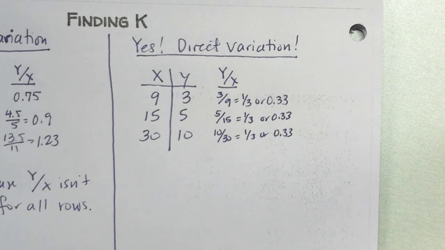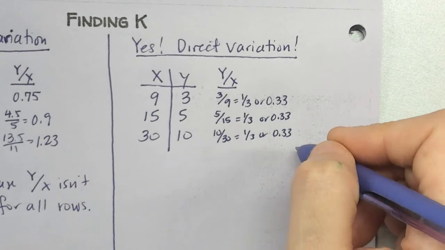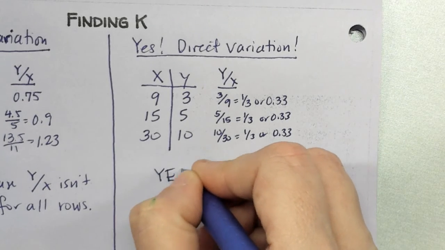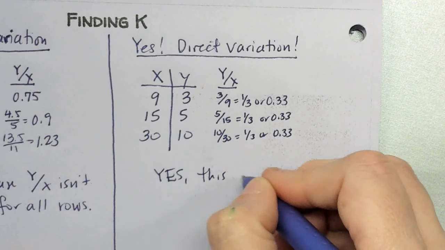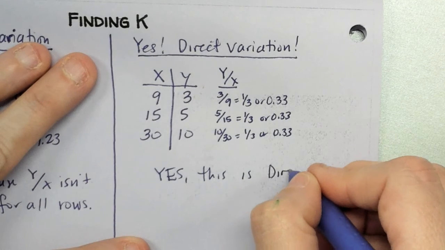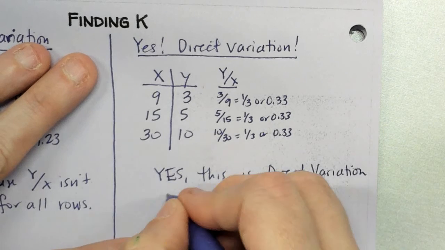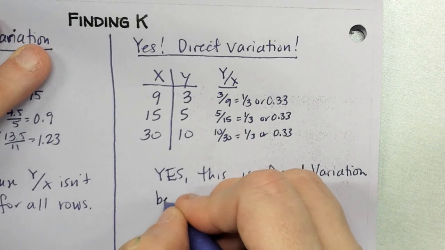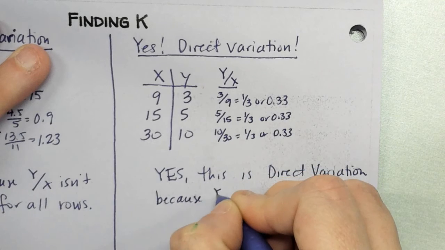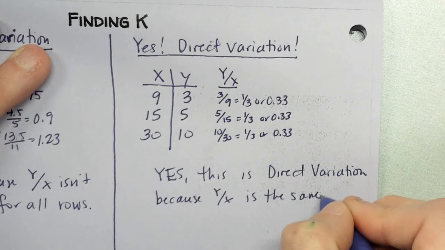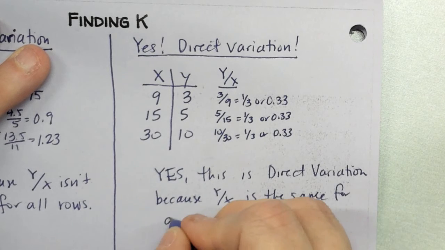Okay, so we agree with this. All right, so because all of these are the same, this one, yes, this is direct variation, because y over x is the same for all rows.